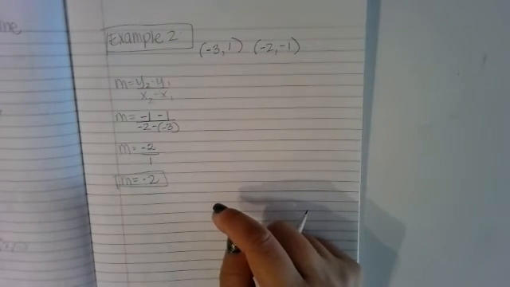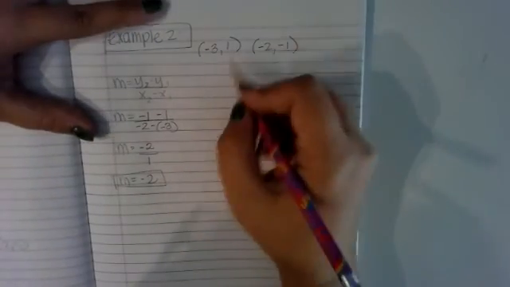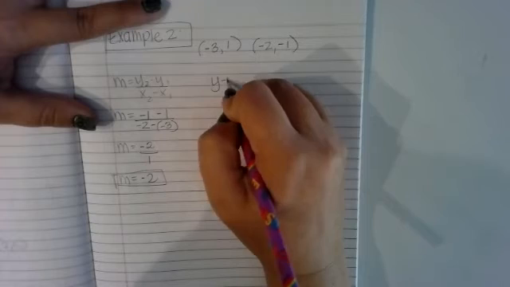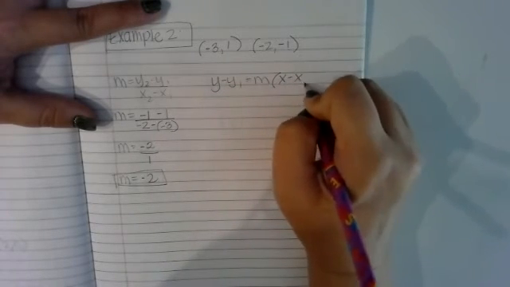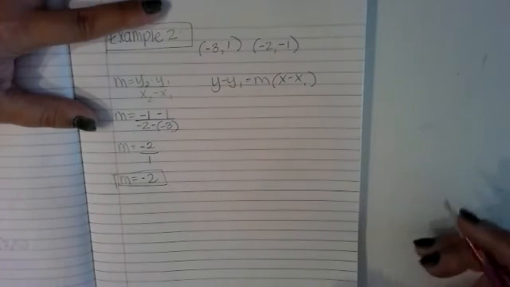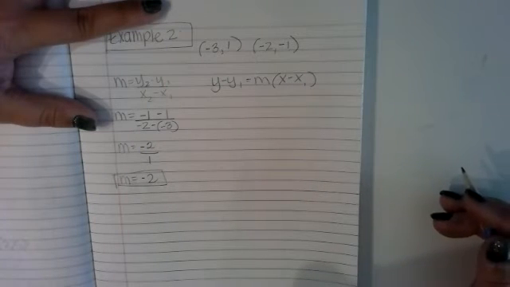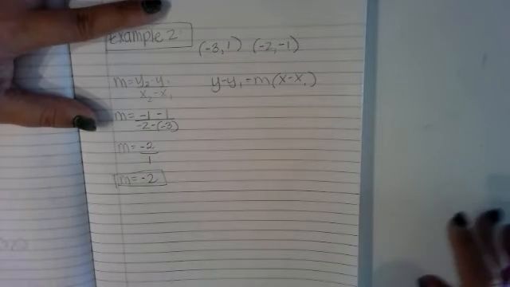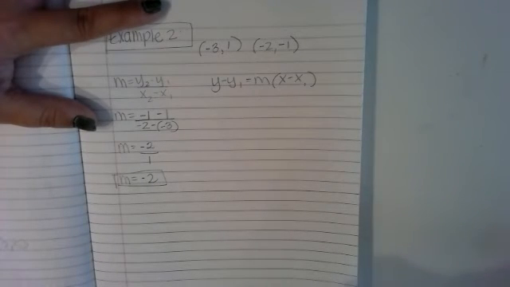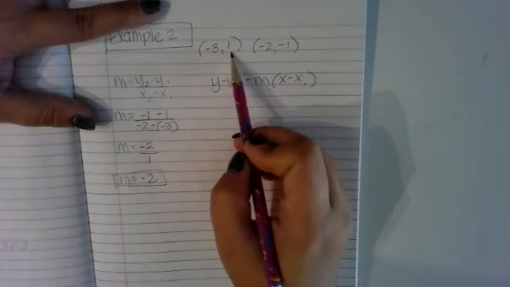Now I'm going to do my point slope form. So over here I have y minus y1 equals m times x minus x1. So what I'm going to do is pick one of these 2 points, and work through to get to slope-intercept form, and then I'm going to do it a second time with the other point to verify they both end up being the same slope-intercept form. So let's start with negative 3, 1.